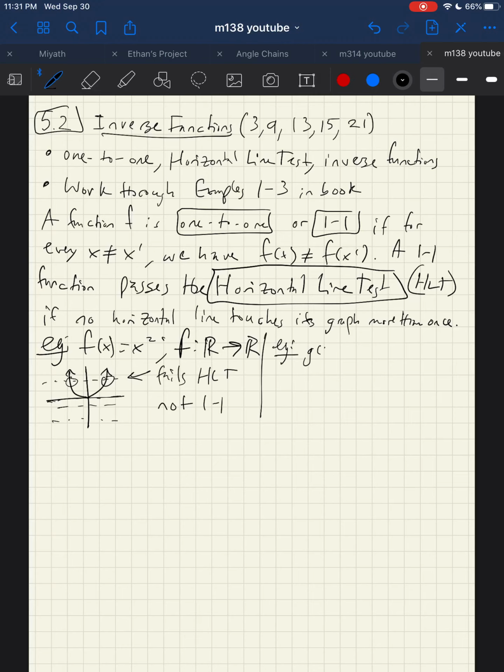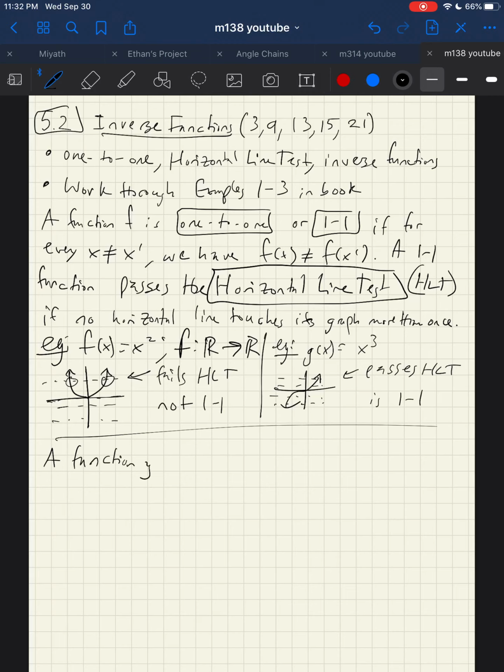Okay, now let's look at g of x, which is x cubed. And x cubed is going to look like this. And every horizontal line that I can come up with touches this function exactly once. So it passes the horizontal line test, so it is one-to-one. Okay, so it's just a couple of quick examples. So now on to the next definition.